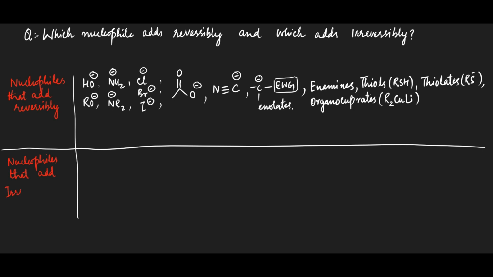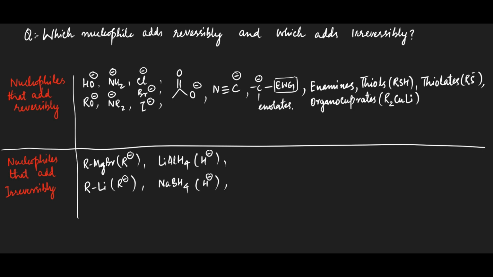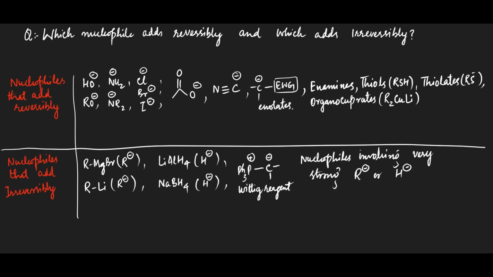Nucleophiles that add irreversibly are Grignard reagent, organolithium reagent, hydride-producing reagents like lithium aluminium hydride and sodium borohydride, Wittig reagent, and other nucleophiles having strong negative charge or hydride reagents. Thus, nucleophiles that add reversibly give conjugate addition, whereas those that add irreversibly give direct addition. And remember that conjugate addition produces thermodynamic product, whereas direct addition gives kinetic product as major product.